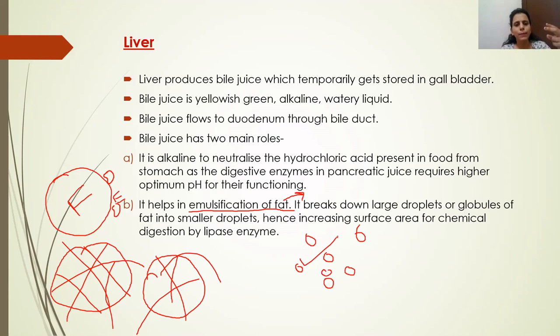Okay, so emulsification of fat is an example of mechanical digestion of food. Understood? So bile juice has two functions. First, it is alkaline in nature, so it neutralizes the hydrochloric acid present in the food and provides optimum pH to the enzymes for their action on the nutrients present in the food.